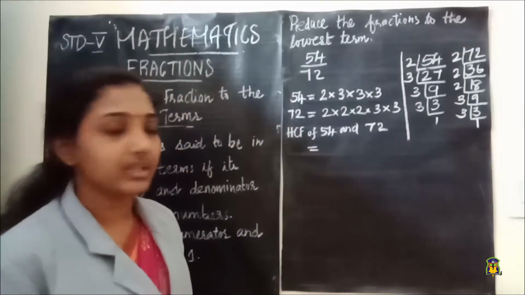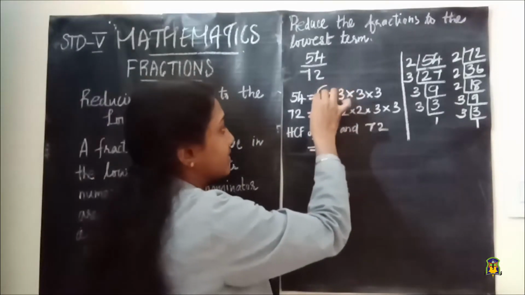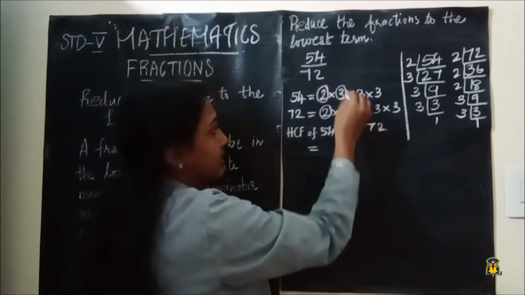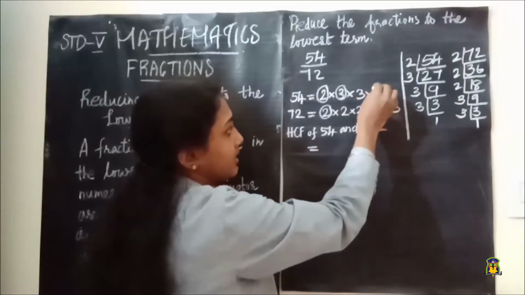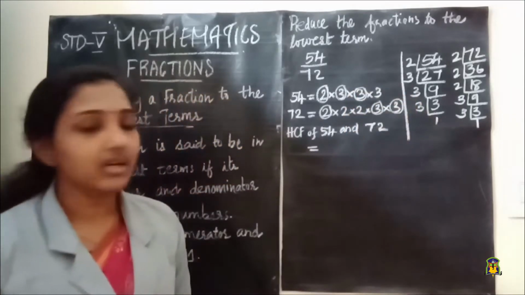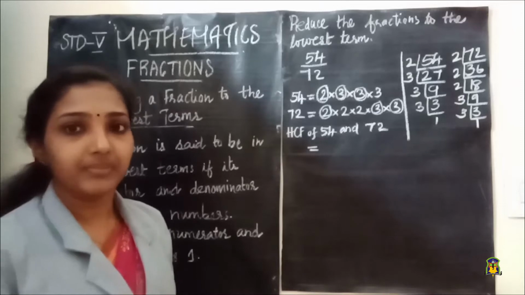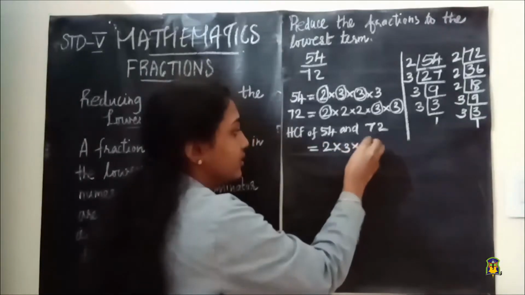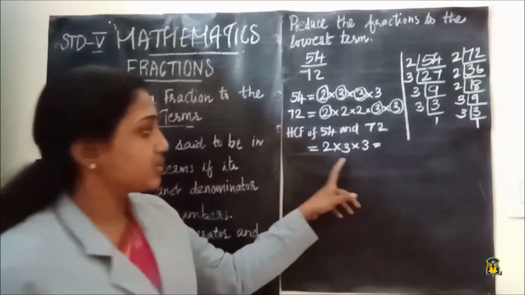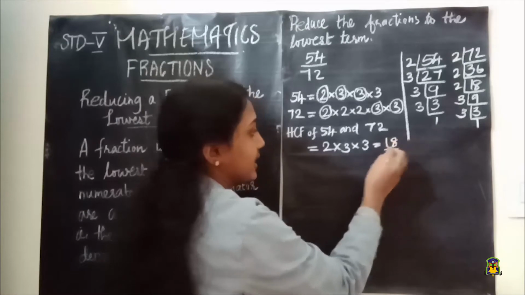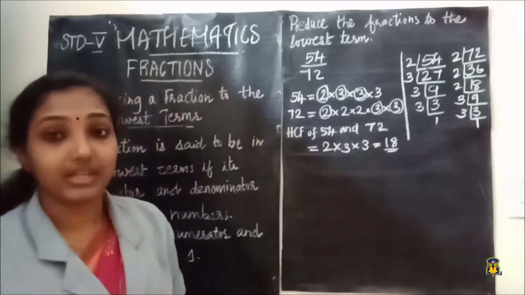We take only the common prime factors. So 2 is here, then 3 is here, and one more 3 we can take, right? These are the common prime factors here. That is 2 into 3 into 3, which is 2 into 3, it's 6. 6 into 3 will get 18. So the HCF of 54 and 72 is 18.